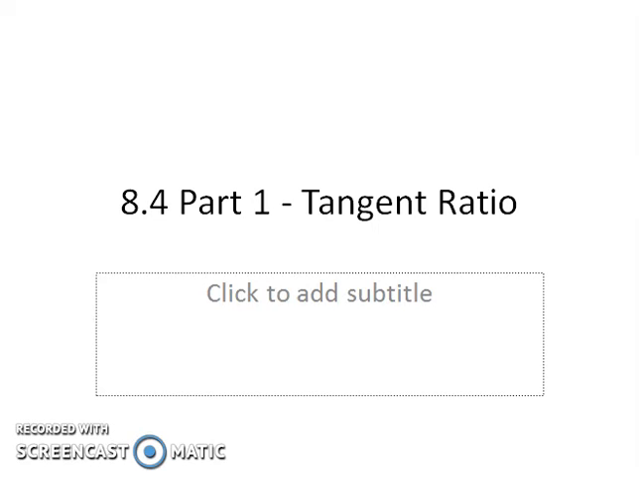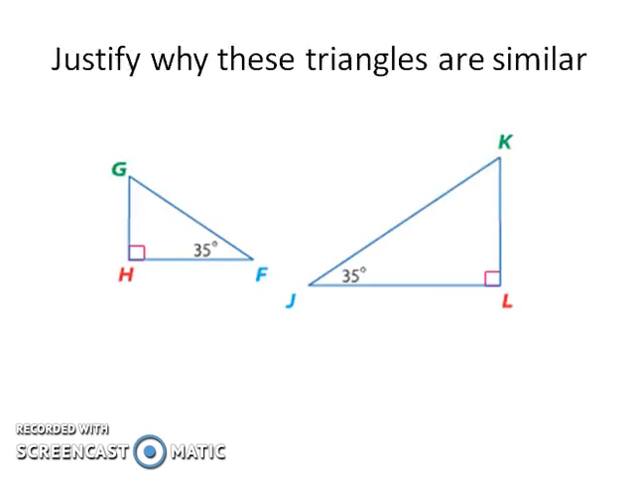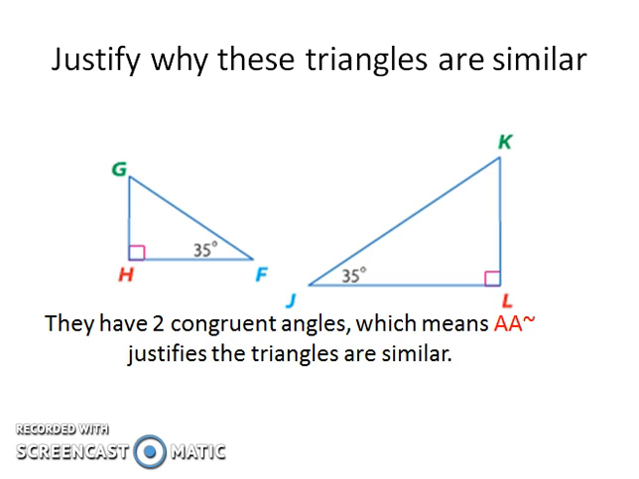Okay, so this is the first part of the 8.4 section. This is just on what's called the tangent ratio. Before we start that though, I want you to justify why these triangles have to be similar. This is going back to a few chapters ago when we talked about similarity in triangles. You have to use that information to figure out why these triangles have to be similar. Your answer should be that they have two congruent angles, which means angle-angle justifies that they are similar.